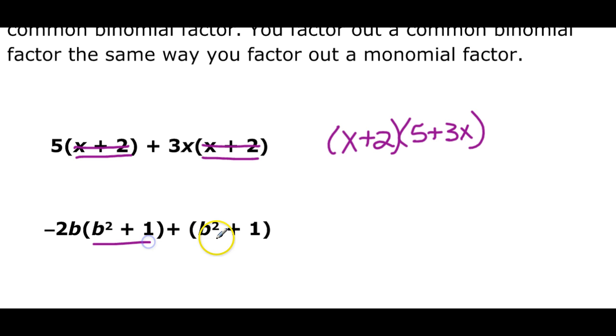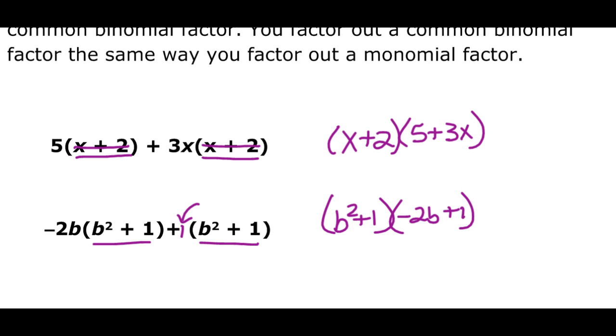All right, here, what do these guys have in common? That's going to be a b squared plus 1. What's left over when you pull that out? A negative 2b plus, and what is right here, even though you don't see it? A 1. So a negative 2b plus 1.